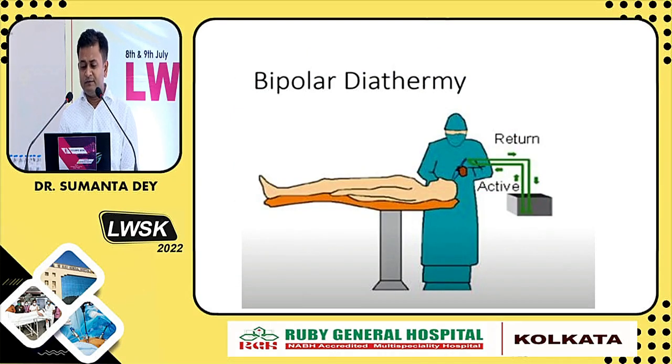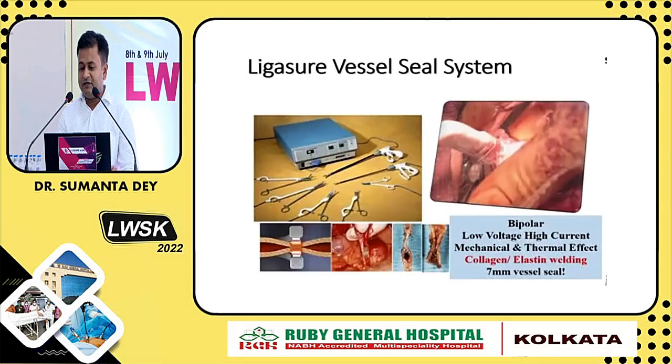Then bipolar diathermy. See, from the image only you can understand this is a closed circuit. Both the active and return electrodes are in your handpiece. So this is much safer. The patient is not part of the circuit. So it is safer, but can it dissect or cut tissue? No. Bipolar can coagulate tissue, but it is difficult to cut or dissect tissue with bipolar forceps. For that, newer bipolar devices came later.